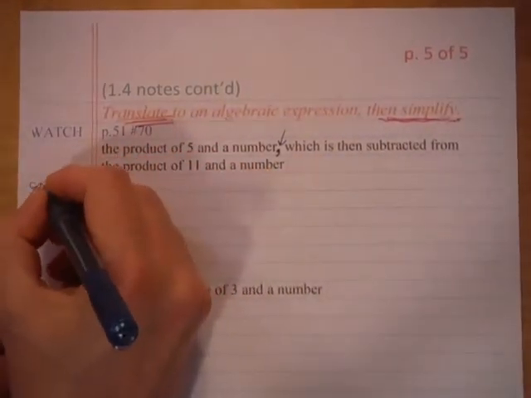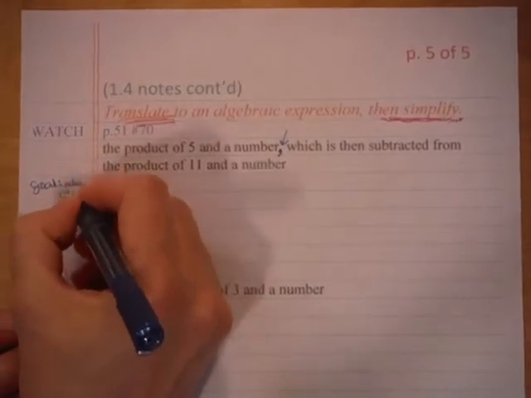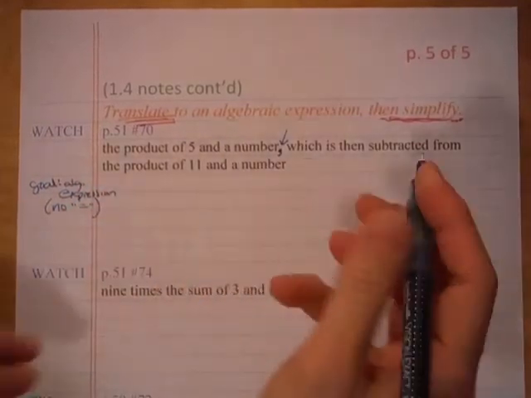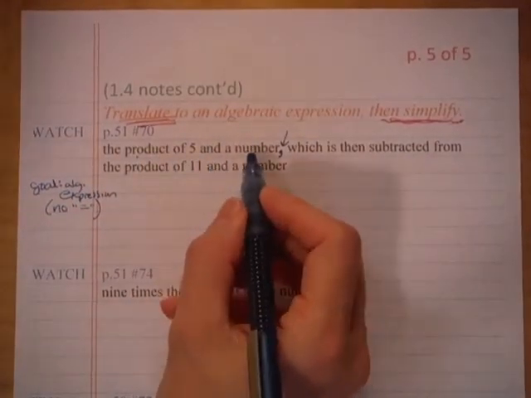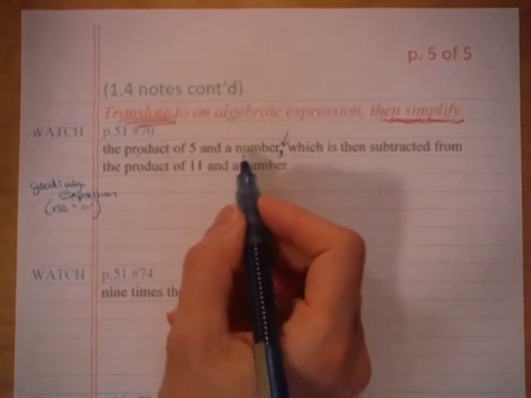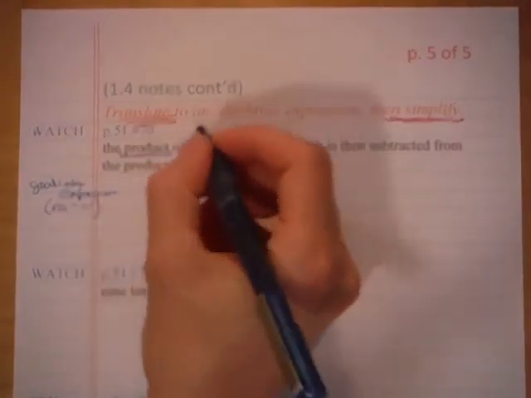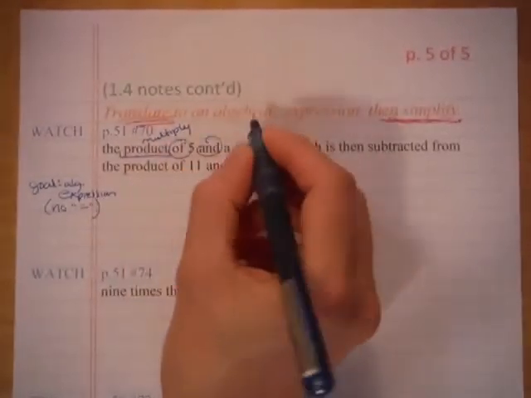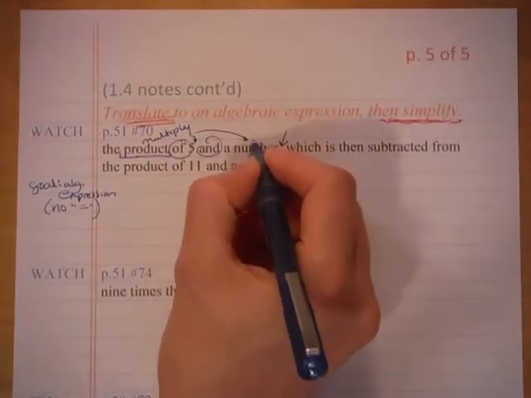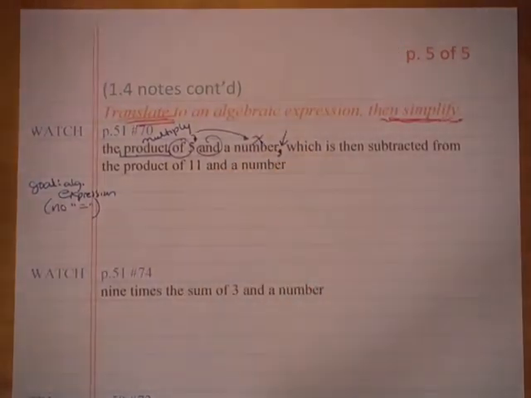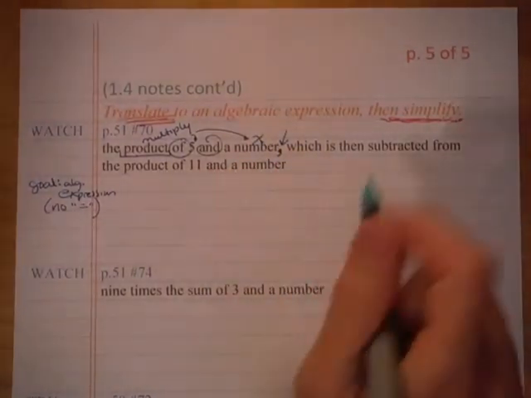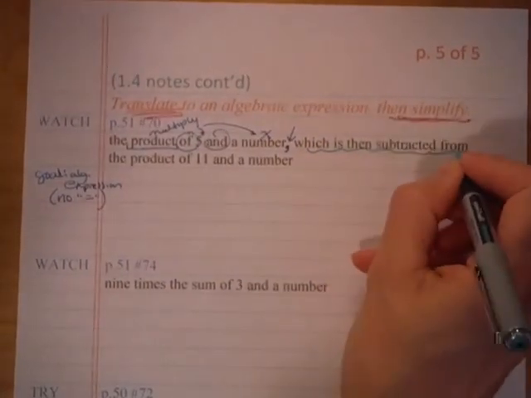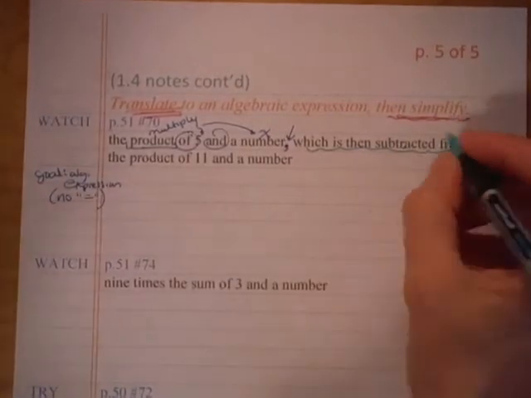The goal, of course, is we want an algebraic expression, so no equal sign here. The product of 5 and a number, so we're multiplying 5 and a number together here. That's a key thing. We're going to multiply. We love the "of" because it tells us the two things we're going to multiply. We don't know the number, so it'll be x. Which is then subtracted from. So it's then subtracted from what? And that "subtracted from" is very key.